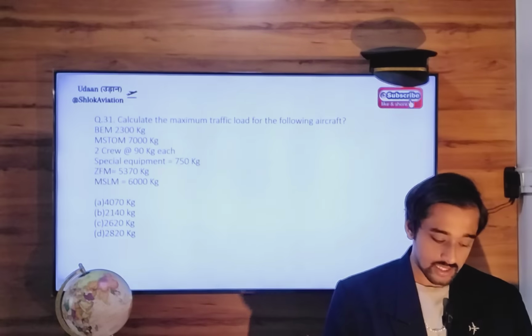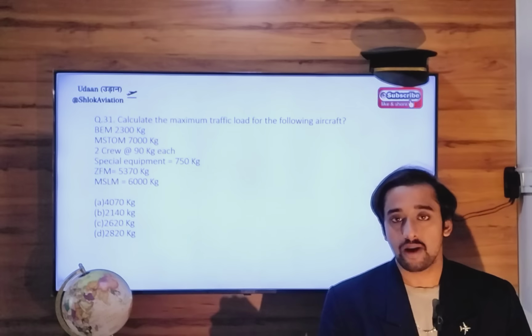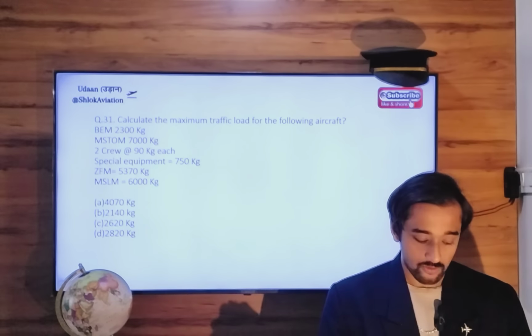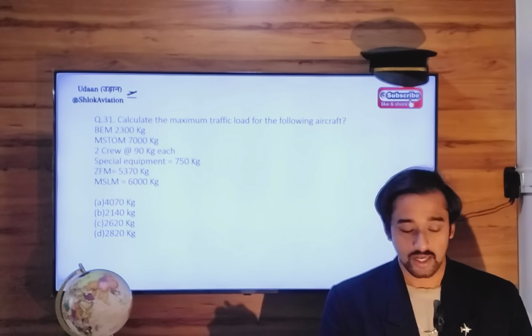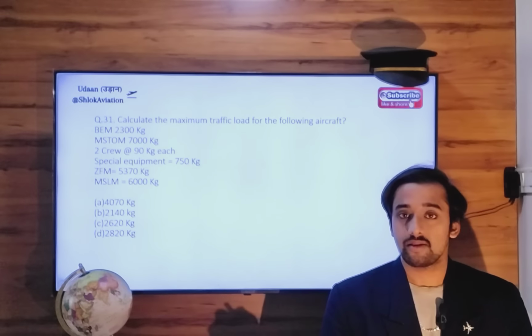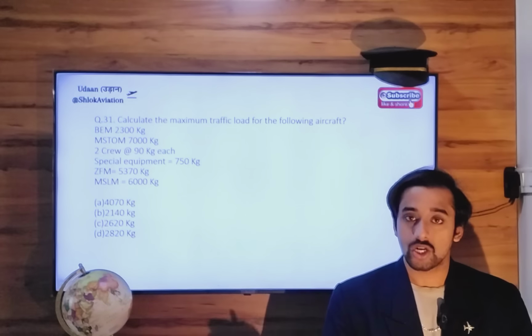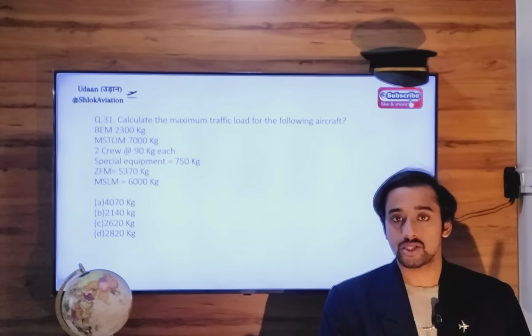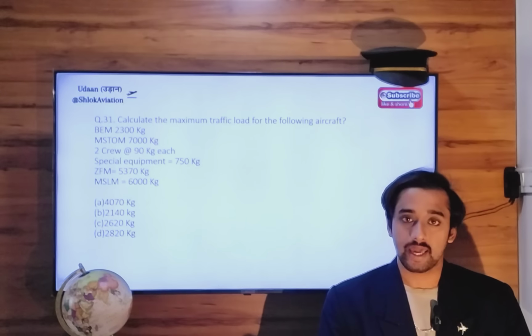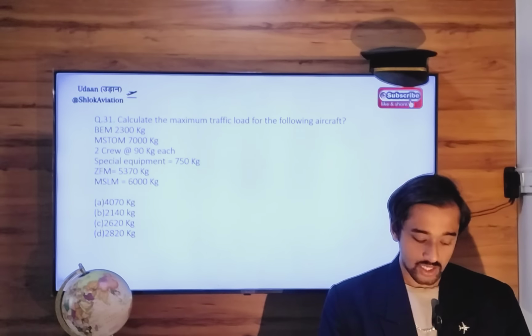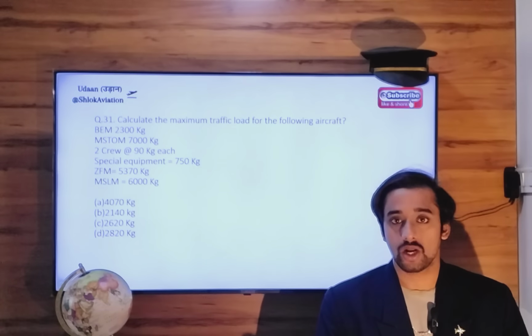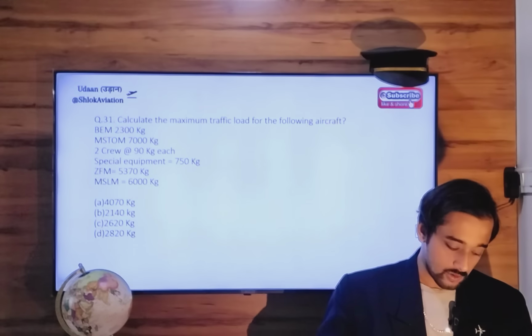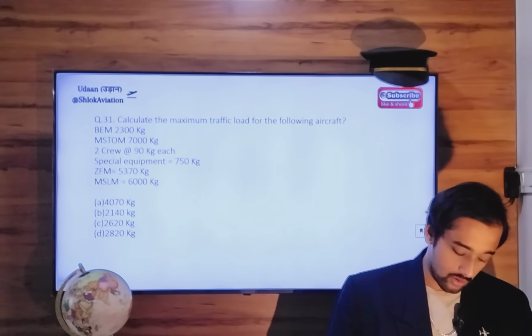Question 31 states, you have to calculate the maximum traffic load for the following aircraft conditions. You have been given basic empty mass, maximum structural takeoff mass, two crew, that means two pilots, each weighing 90 kg, special equipment 750 kg, zero fuel mass and maximum structural landing mass. Now, let's start with step number 1.